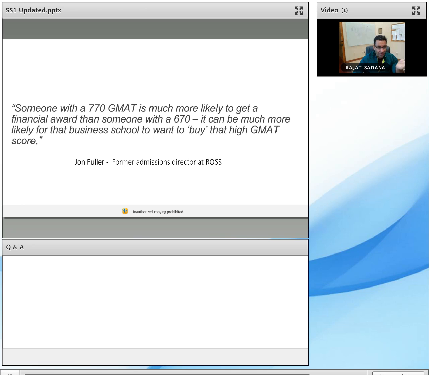And as a quote from John Fuller, a former admissions director at Ross, he says, someone with a 770 is much more likely to get a financial award than someone with a 670. It can be much more likely for that business school to want to buy that high GMAT score.